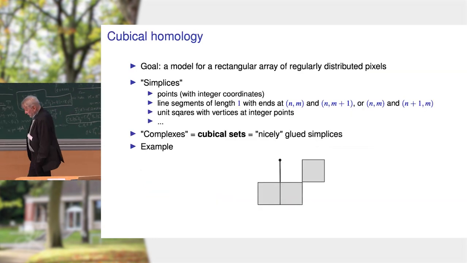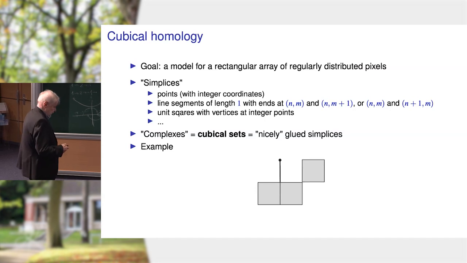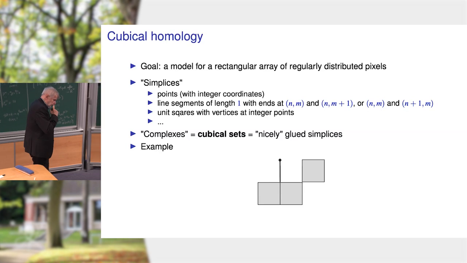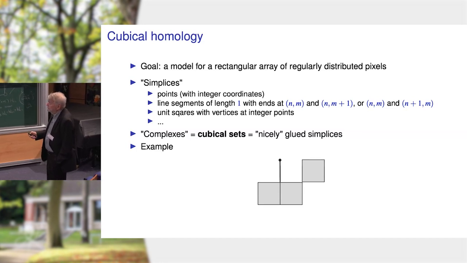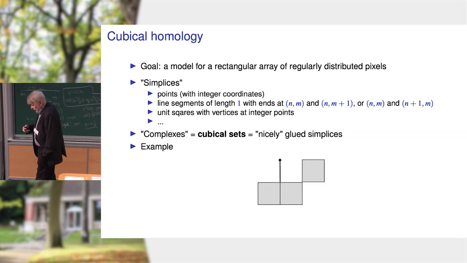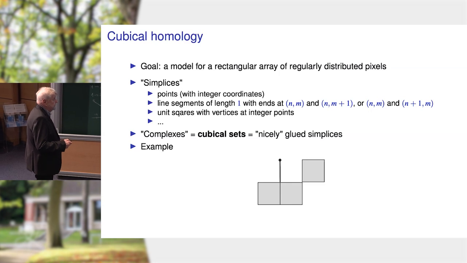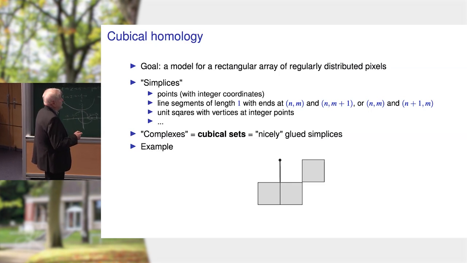Okay. So the main idea of doing this for pictures, for arrays of pixels, is more or less the same, except we do not use simplicial homology, but so-called cubical homology. And the idea is exactly the same. Squares will represent our pixels, but the idea is to construct analogs of simplices and simplicial complexes out of squares. In two dimensions, it's squares and some segments and points. So the simplices are points, line segments of length one, and unit squares with vertices at integer points.